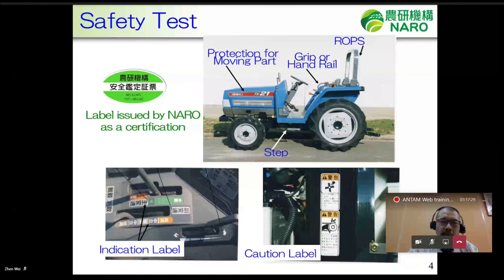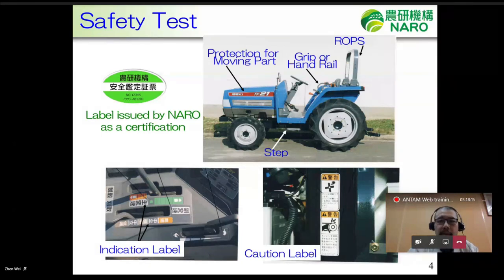The ROPS will be checked if it is mounted onto the tractor. The quality or the performance of the ROPS will not be tested. Of course, we will check the labels, indication labels, and caution labels. And if the machine passes the safety test, NARAL will issue a certification, a label shown on the left upper side, the green label. The manufacturers are able to put this label onto the machine and sell it in the market. Farmers will recognize this label and understand that this machine has passed the safety test.